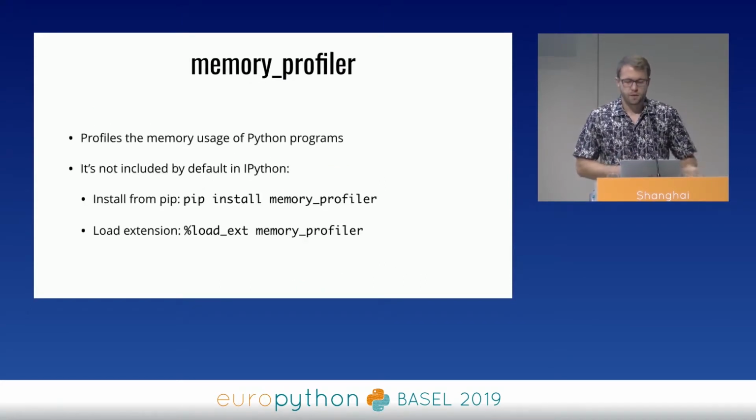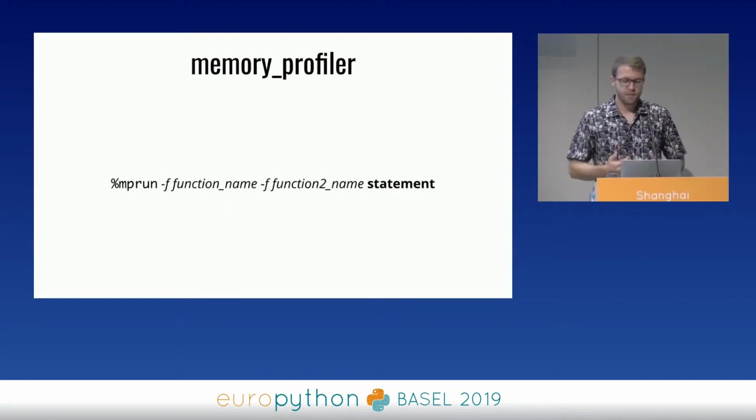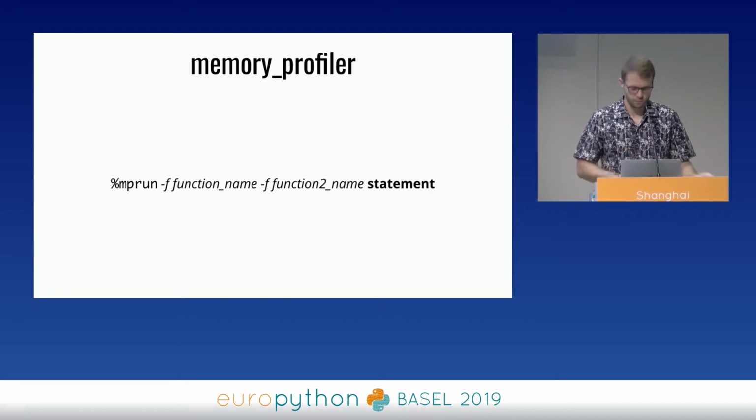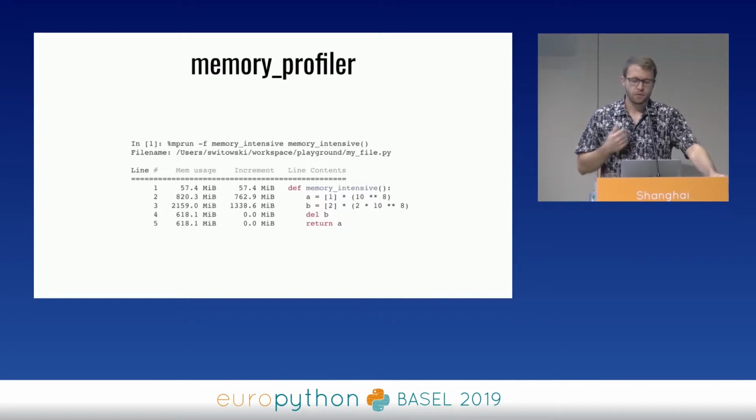And the last profiler I want to mention is called memory profiler, and as the name suggests, it can be used to profile the memory usage of your programs. Again, to be able to use it, we have to install it from pip first and then load the extension. You run it basically in the same way as the line profiler. So you specify which function you want to profile and then a statement that needs to be run. And then you get output that is, again, similar to the one from the line profiler. You see how the memory usage has changed between each line of your code.